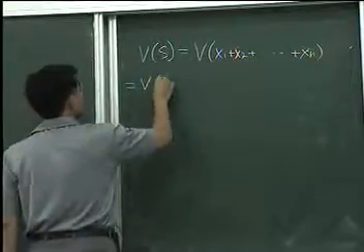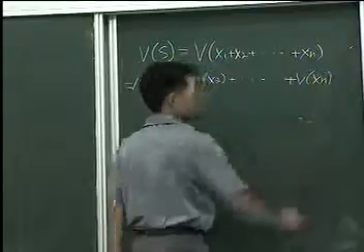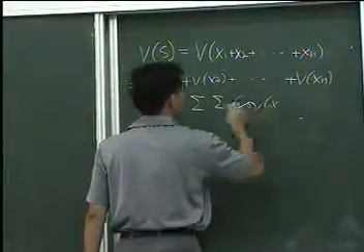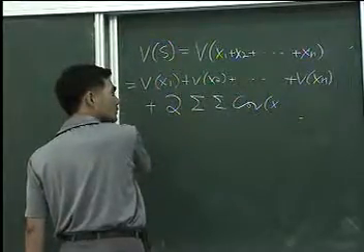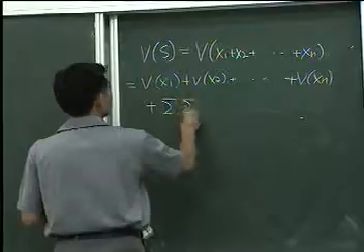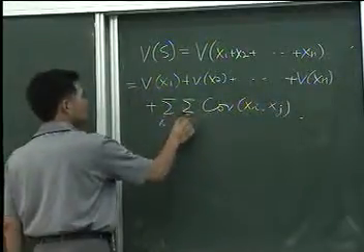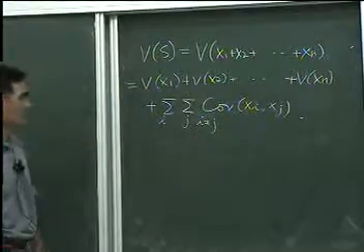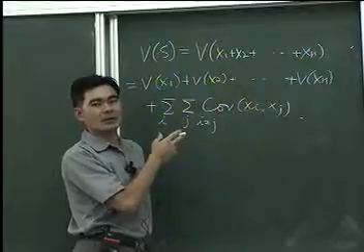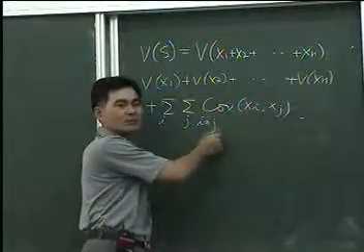This will be Vx1, plus Vx2, and plus Vxn, and plus 2 summation covariance. So forget about these two. It must be summation covariance xi xj, where i is not equal to j. This is kind of hard to explain, but just take it for granted, take it for truth. Think about it, if you want to try some algebra. So just believe me, this is correct.